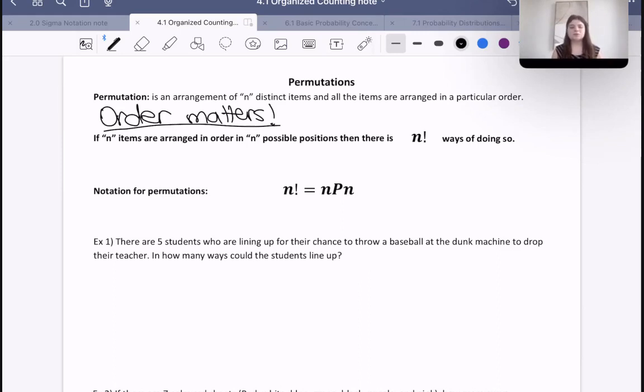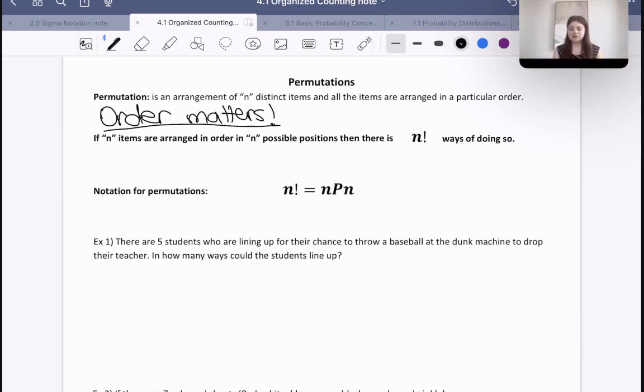You know, what other times might it matter? Well, let's say people are running a race. Well, you probably care whether you got first, second, third, fourth, fifth, sixth, or so on, right? You probably care which order you were placed in this race, right? And so whenever there's a certain number of objects or items, or it can be people as well. I know it says items here, but it can also be people. It's how many arrangements of them could we possibly have, okay? So if n items are arranged in the order for n possibilities, then there's n factorial ways of doing so, okay?